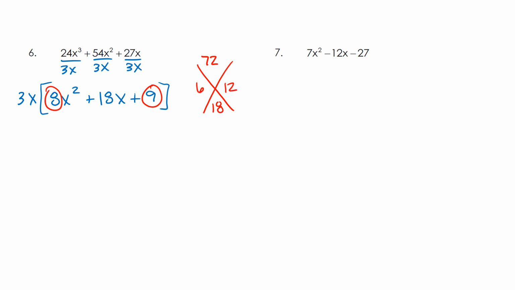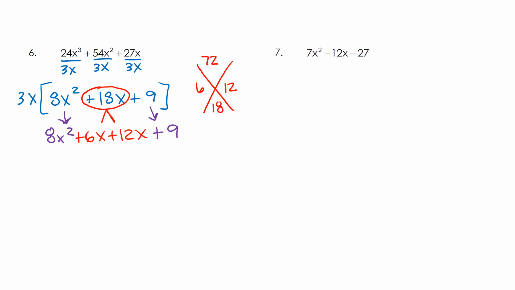And then remember, the whole point of finding those two numbers is to split up this bx term. So I have a positive 6x, a positive 12x. I'm going to bring down my plus 9, bring down my 8x squared, and then don't forget, in every step, we're going to have to continuously bring down that 3x on the outside.